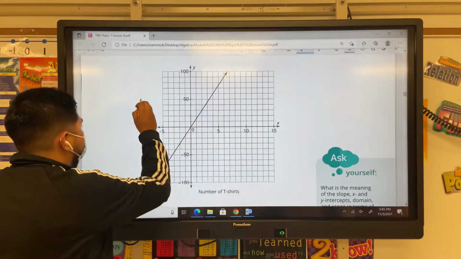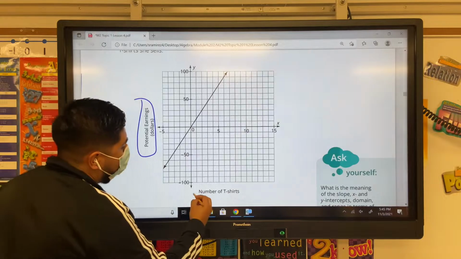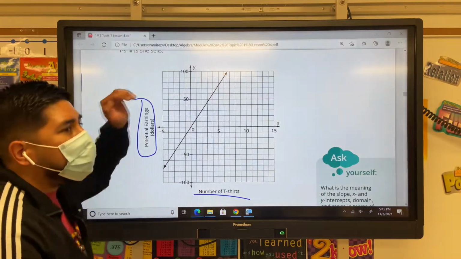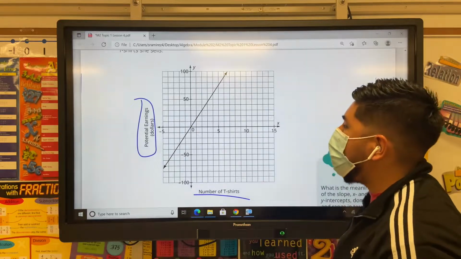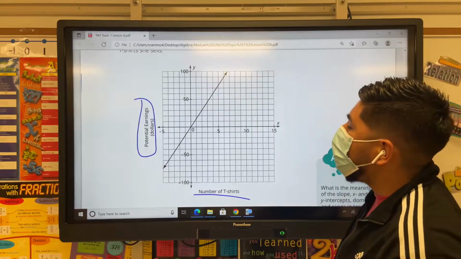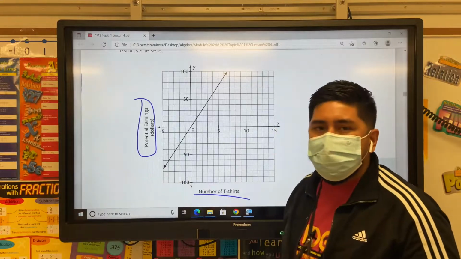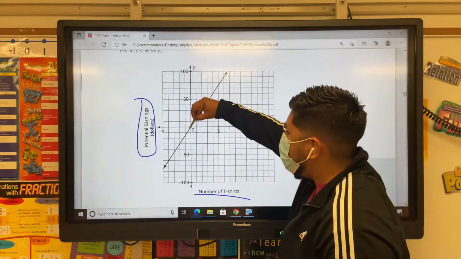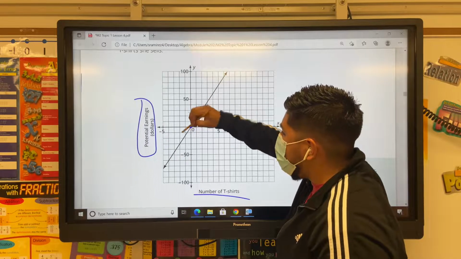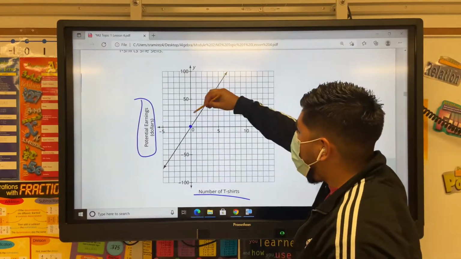Pump it up. Potential earnings in dollars, number of t-shirts. The more we sell, the more money we make, of course. Definitely. Ask yourself, can I have negative shirts? You should be able to say no. Okay. If I sold 0 shirts, I make $0.